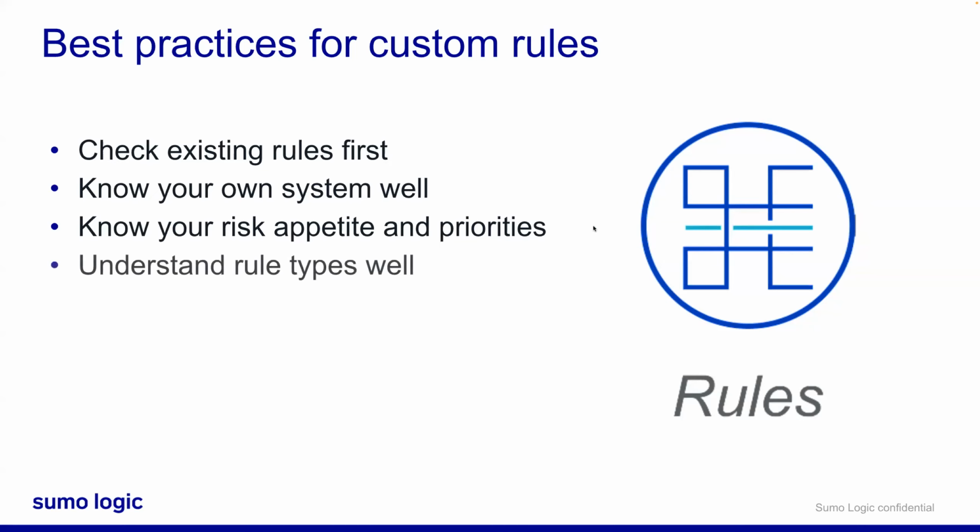We want you to know all the types of rules. If your use case requires a chain rule, but you're using a threshold rule, it's not going to be a good experience. It might not be as efficient, it might not be as effective, it just might not work. And so using the right rule is good.